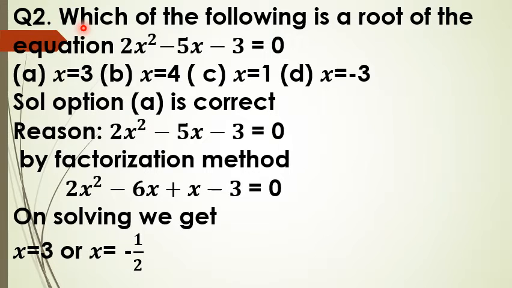So let us come to question number 2. Which of the following is the root of the equation 2x square minus 5x minus 3 equals to 0? Here we have to find which option is correct. First of all, we will apply the middle term splitting method or the quadratic formula to find its roots. In the reason we have applied the middle term splitting method and finally we have got the answer x equals to 3 or x equals to minus 1 by 2. So from the options, A is correct.